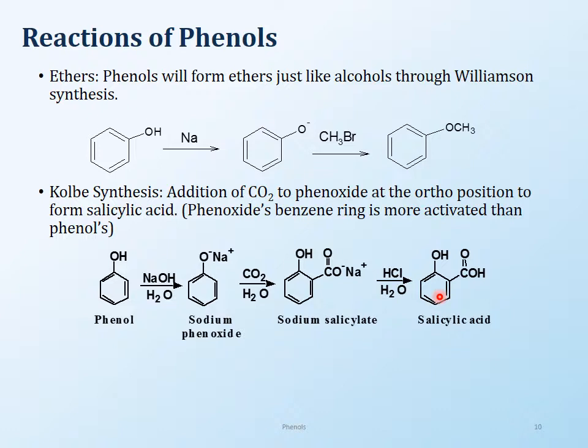And so this is the Kolbe synthesis, and it's a really very efficient synthesis. One of the things that you will see in this synthesis is that there are not very many chemicals involved: sodium hydroxide, carbon dioxide, and HCl. Very simple synthesis, but again, this is only because the phenoxide ion is so activated that it can actually start doing reactions on the ortho position with even carbon dioxide.